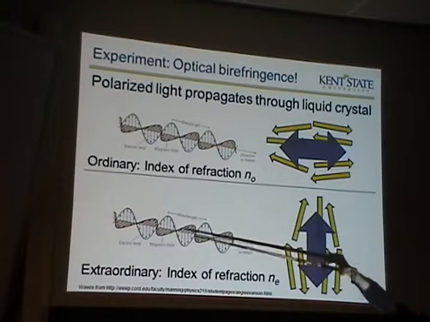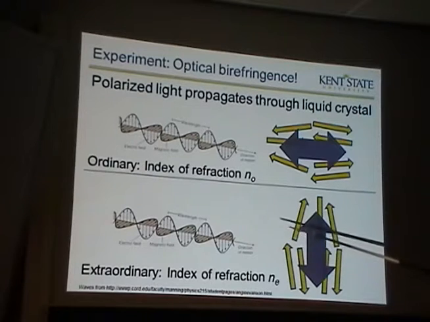By comparison, if the light is coming in like this, then the electric field is trying to push the electrons up and down along the long axes of the molecules. And so then they respond more to the electric field. You can induce a bigger polarization. So in this geometry, there's a higher polarizability, so a higher dielectric constant, so a higher index of refraction.